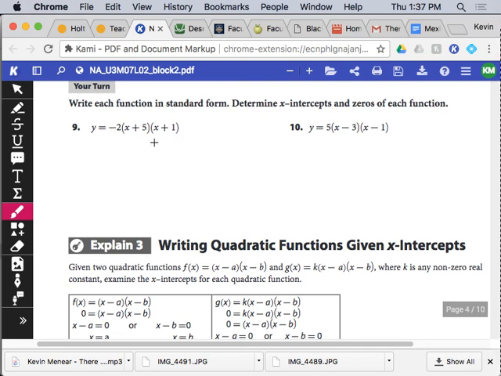Now go ahead and do number 9. This one I want you to do on your own. First, you're going to want to get the intercepts, the x-intercepts and the zeros, and then once you've done that, that's when you go ahead and write the standard form.